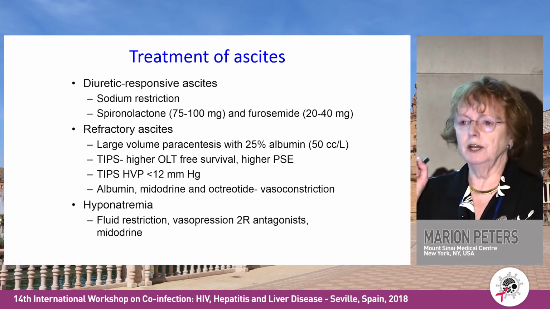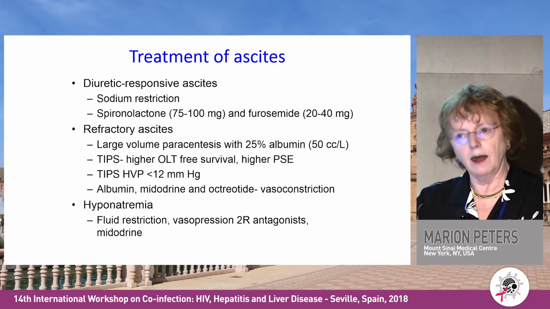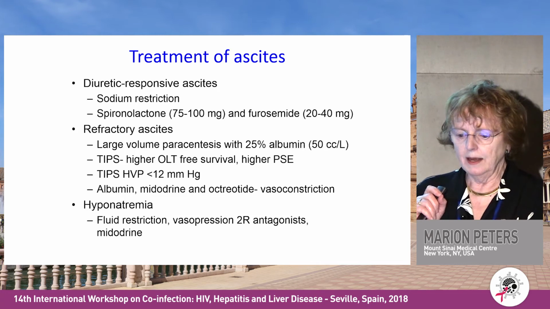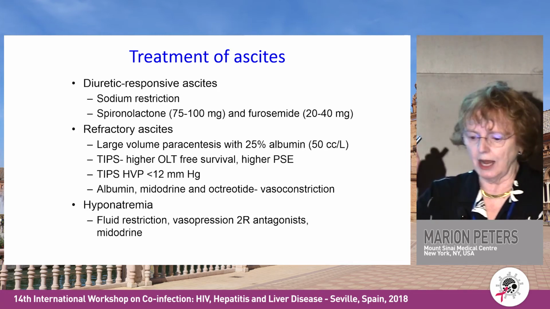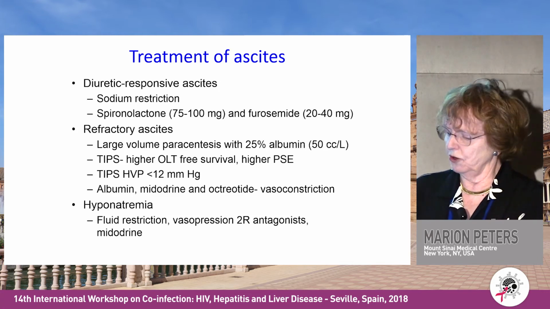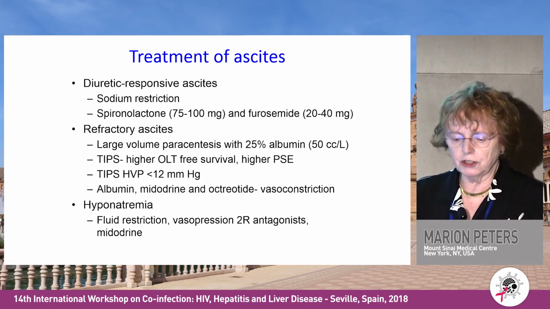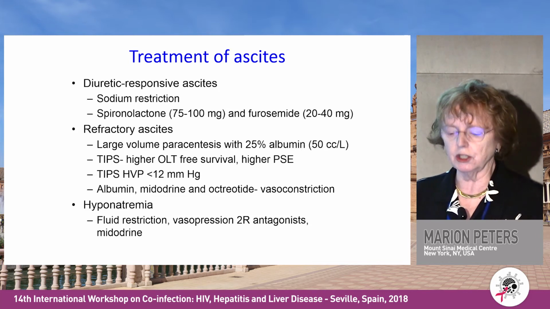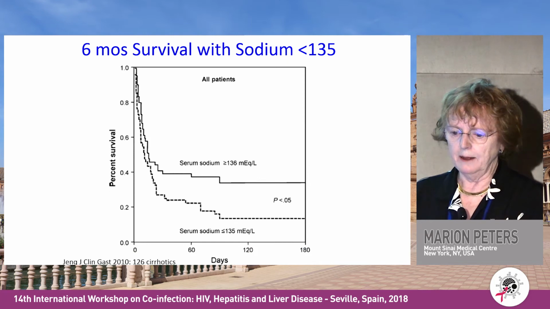TIPS, which gives you a higher transplant-free survival but a higher rate of encephalopathy. You want the portal venous pressure under 12, and give albumin, midodrine, and octreotide with vasoconstriction. If it worsens, you get hyponatremia. You can give fluid restriction, vasopressin 2 receptor antagonists, and midodrine.